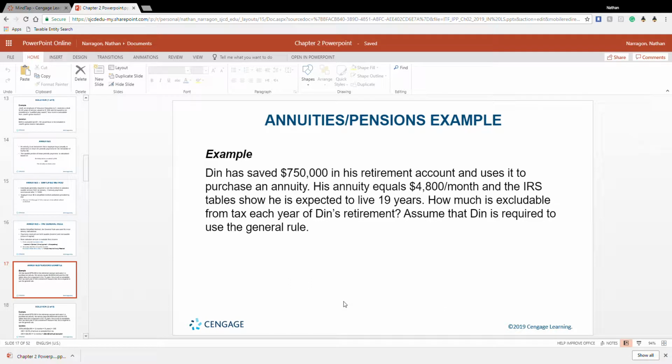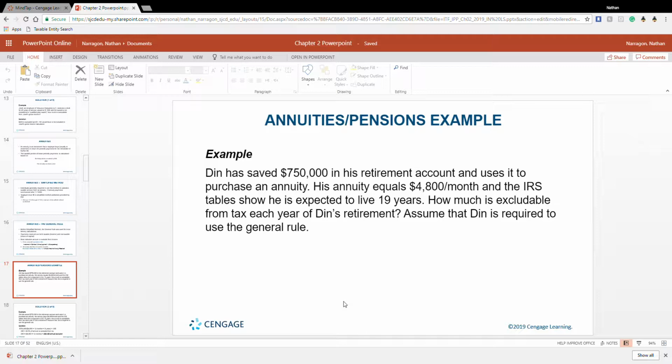Now, for our example, we have Den. Den has saved $750,000 in his retirement account and uses it to purchase an annuity. His annuity equals $4,800 per month, and the IRS tables show that right now he's expected to live 19 more years. Dang. Right below, man. You got 20 years left. Well, 19. Less than 20. How much is excludable from tax each year from Den's retirement? Assume that Den is required to use the general rule.